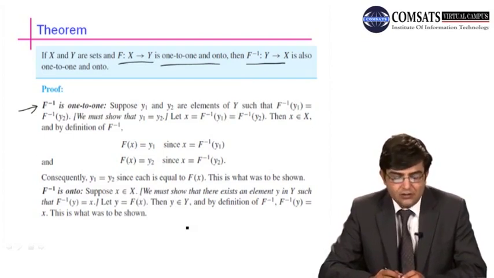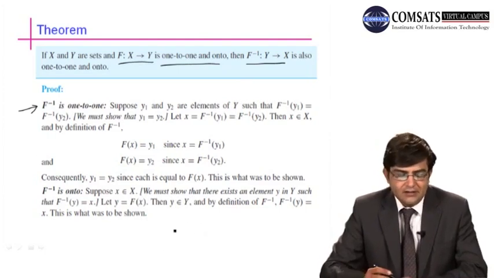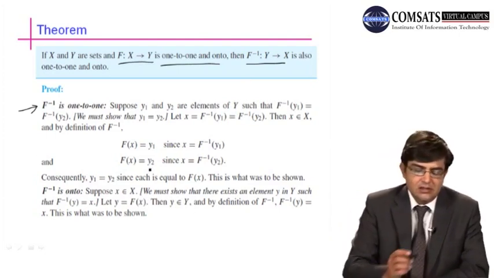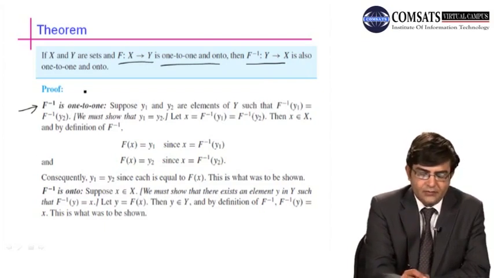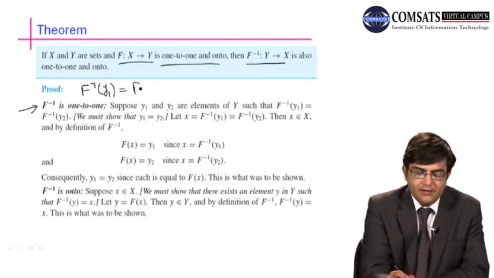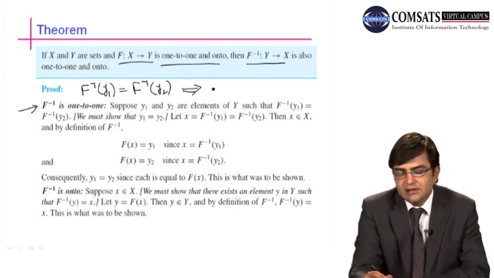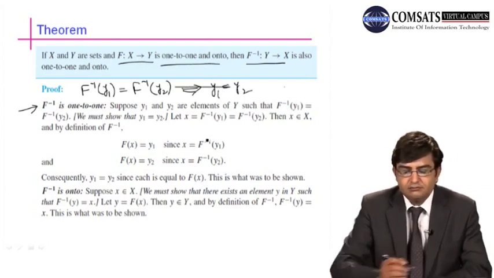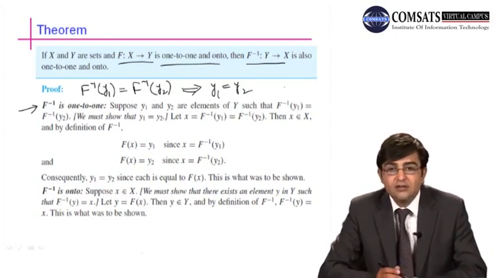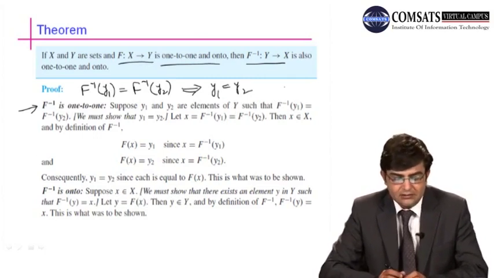First we prove f inverse is one-to-one. Suppose we are given y1 and y2, any two arbitrary elements of Y, such that f inverse of y1 is equal to f inverse of y2. This is the same procedure which we followed in the previous lecture to prove a function to be one-to-one. So we suppose that f inverse of y1 is equal to f inverse of y2, and we shall try to prove that y1 is equal to y2, by the definition of a one-to-one function.